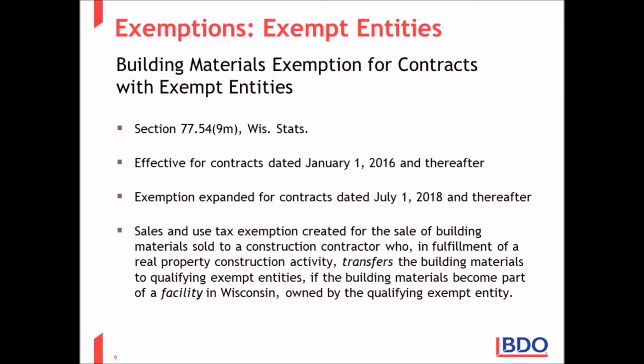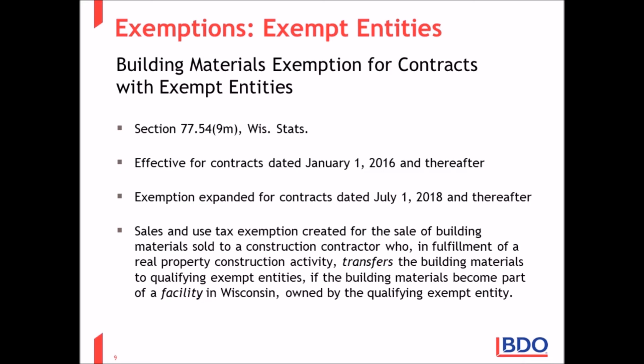There are, you could say, two phases to this exemption. It was originally enacted effective for contracts that are dated on or after January 1st, 2016, so a little more than 2 years ago. So this has been around for a little while. But it is also currently being expanded by adding the types of entities that qualify for the exemption. And those new entities will be covered for contracts dated on or after July 1st of this year. So again, there's kind of a phase 1 and phase 2 to the exemption.